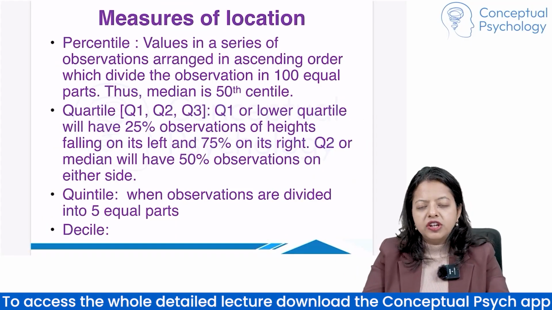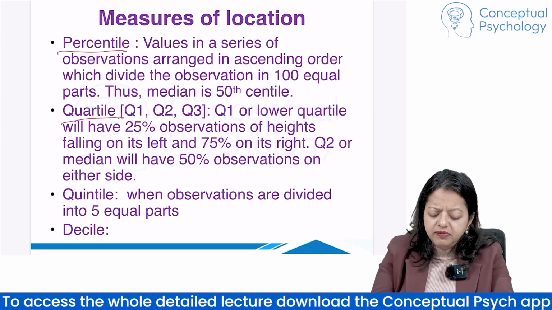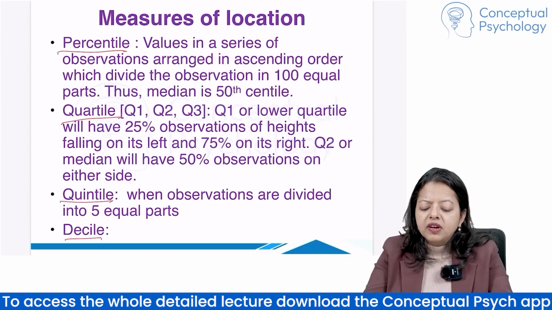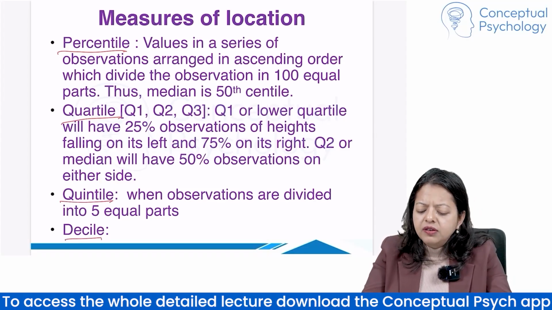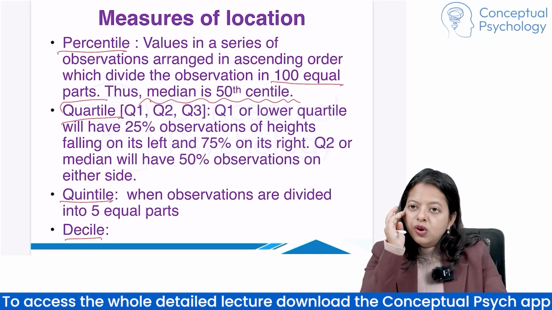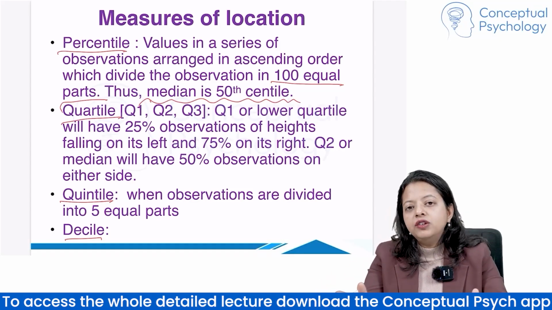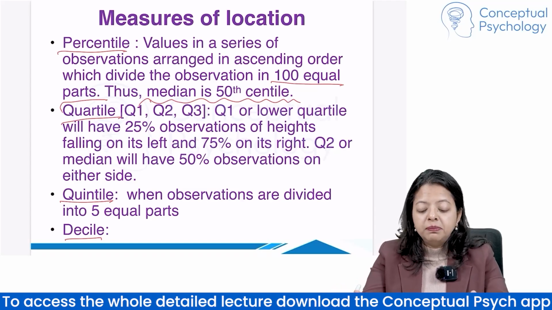Now, measures of location. These are percentiles, quartiles, quintiles, deciles. Percentile: values in a series of observations arranged in ascending order which divide the observations into 100 equal parts. Thus, median is the 50th centile. So, when you have a set of observations and you divide those observations into 100 equal parts, that is called percentile.